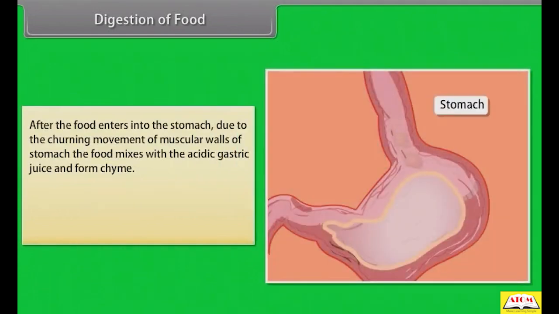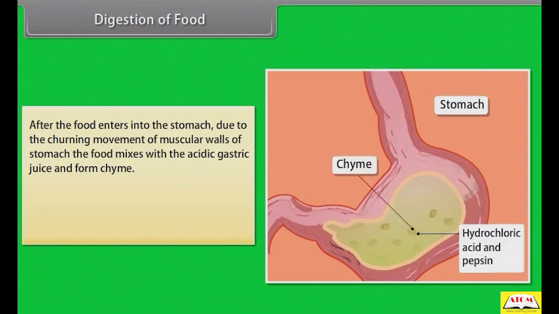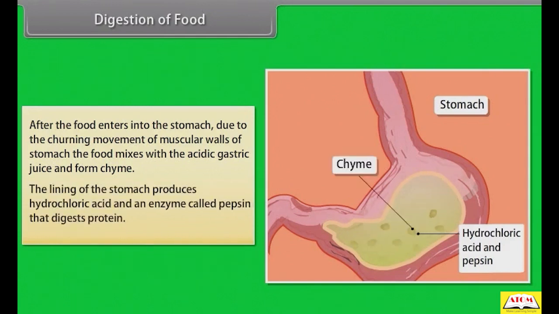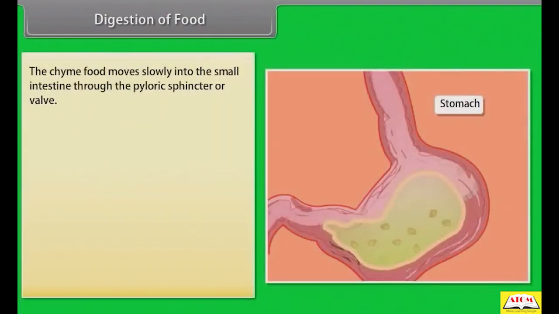After the food enters the stomach, due to the churning movement of the muscular walls of the stomach, the food mixes with the acidic gastric juice and forms chyme. The lining of the stomach produces hydrochloric acid and an enzyme called pepsin that digests protein. The chyme moves slowly into the small intestine through the pyloric sphincter or valve.